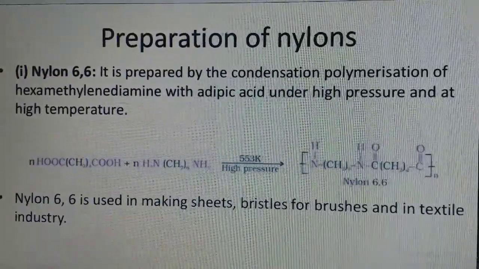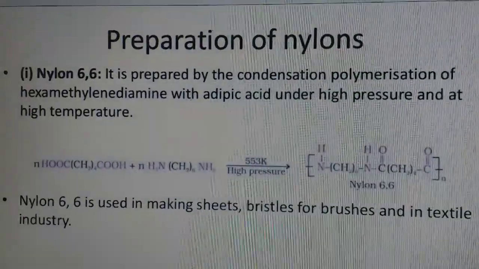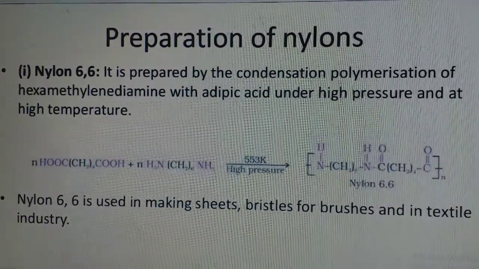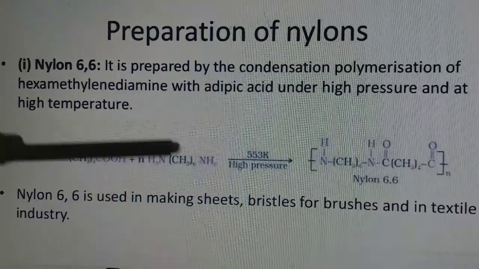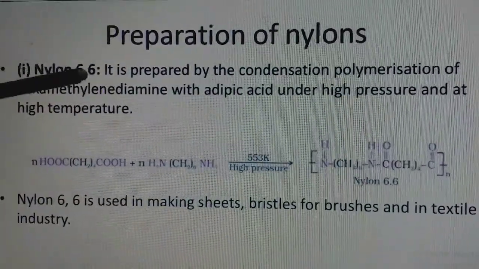Here the example given is nylon 6,6. It comes under condensation polymerization. The linkage is an amide linkage, and the product you get is a polyamide. Example number 1, nylon 6,6.